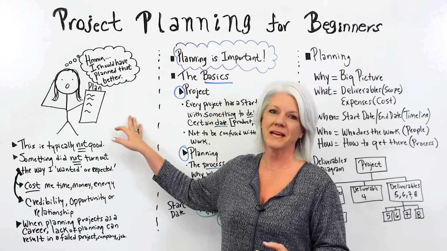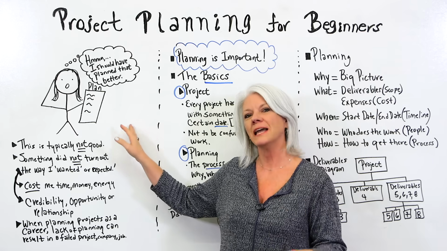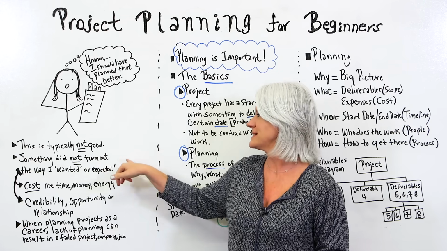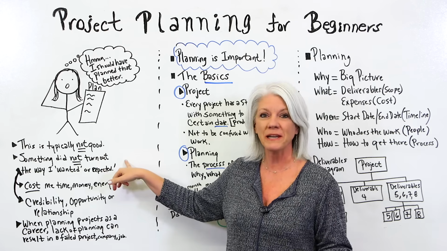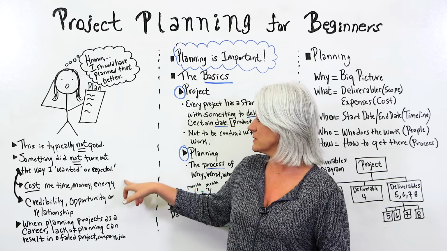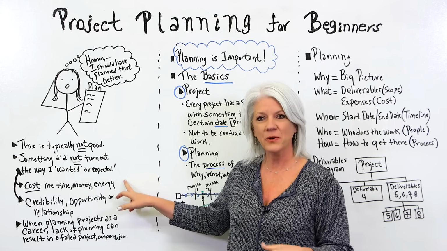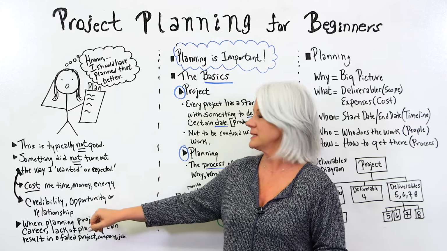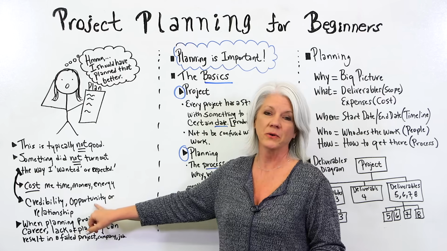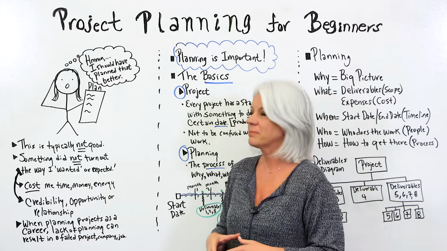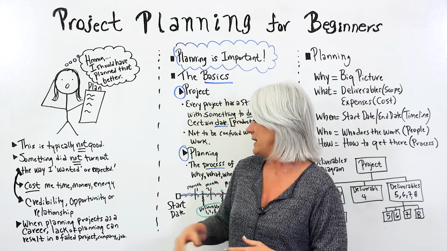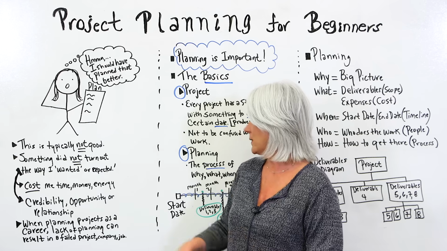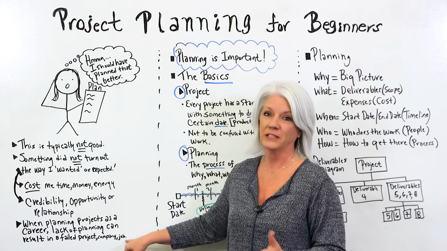First of all, many times I've caught my own self saying, I should have planned that better. This is typically not a good thing. It means that something didn't turn out the way I expected or wanted. As a result, it cost me time, money, or maybe even my energy. In some cases, it may have cost me credibility or a business opportunity or even a relationship. So when planning a project as a career, the lack of planning can result in a failed project or a failed company or a job.